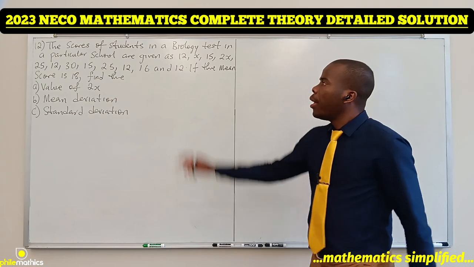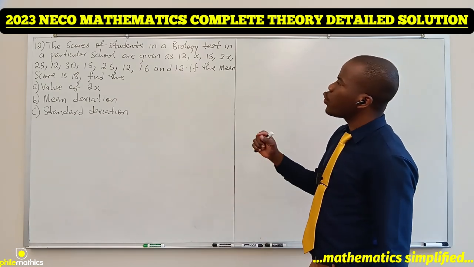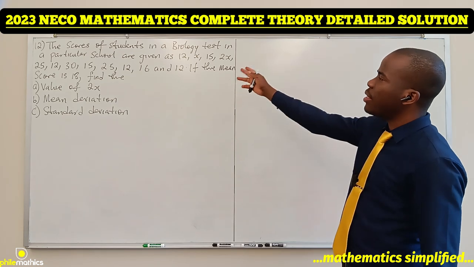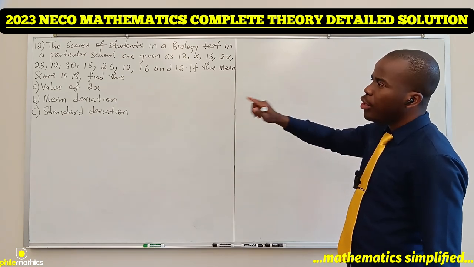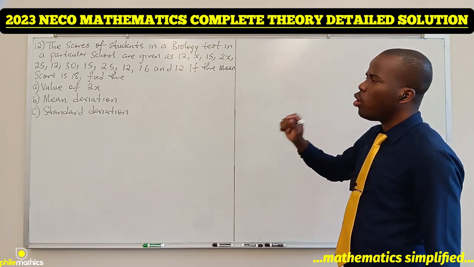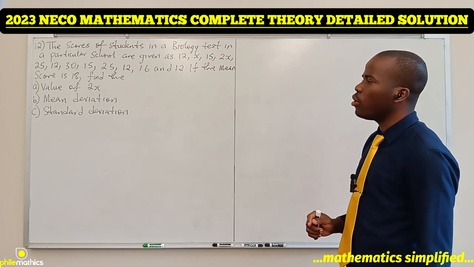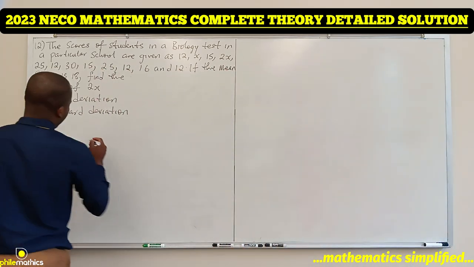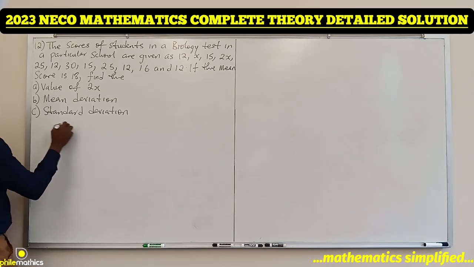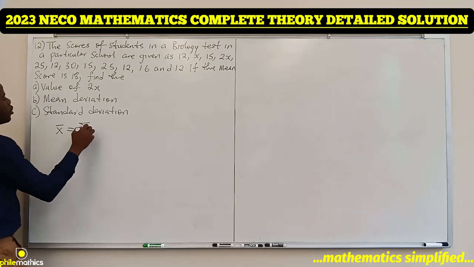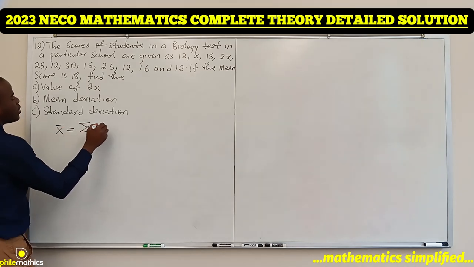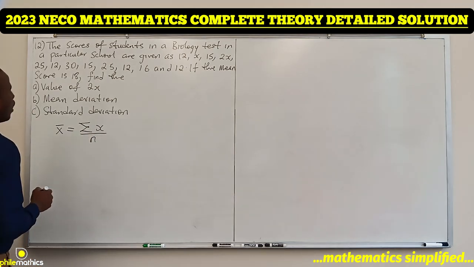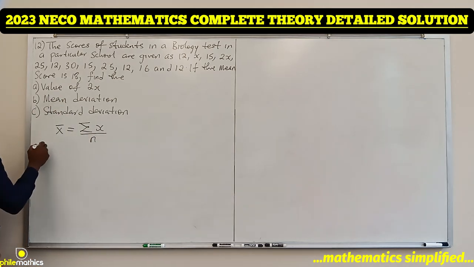Question 2 says, the scores of students in a biology test in a particular school are given as this. If the mean score is 18, find the value of 2x, the mean deviation, and the standard deviation. So we use the mean formula. The mean formula says summation of the x's over the frequency. And so we are given the mean as 18.